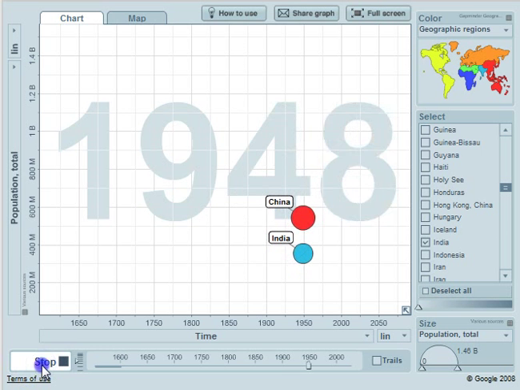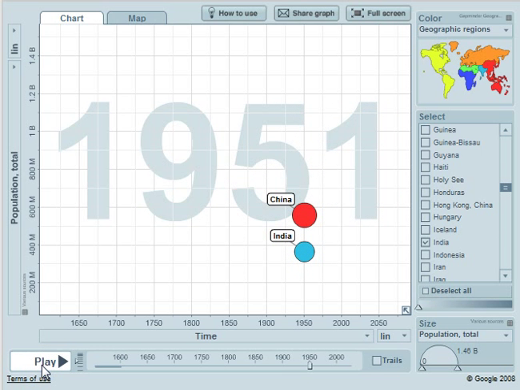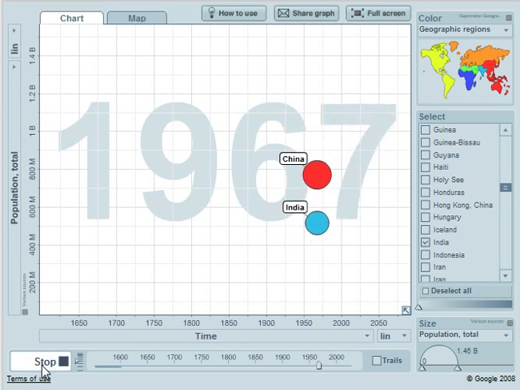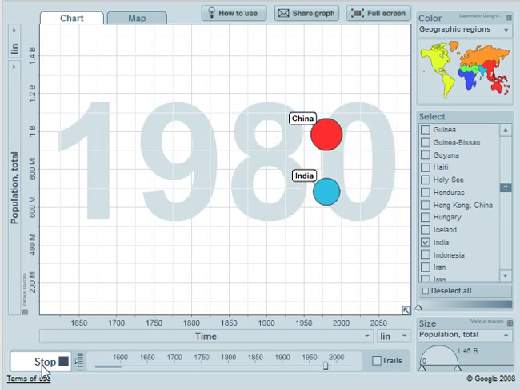Now I'm going to stop it around 1949. The reason why I stop it there is this is when Mao Zedong took over China, and the Communist Party was the dominant force. Through their policies, you can see China's population explode, and it dramatically outpaces India. I'm going to stop it around 1979. But watch. Look at the divergence. It's going to be growing faster, faster, faster.